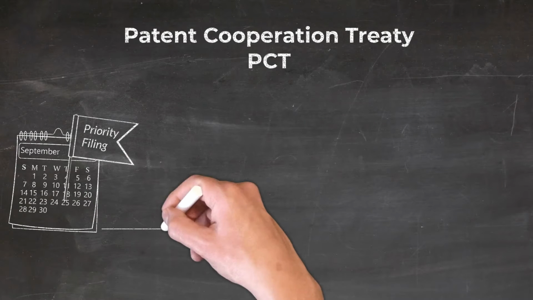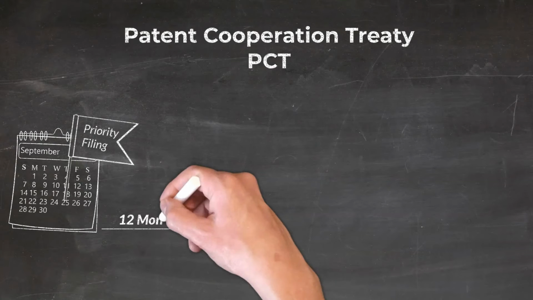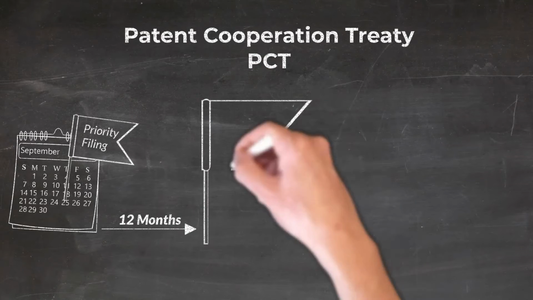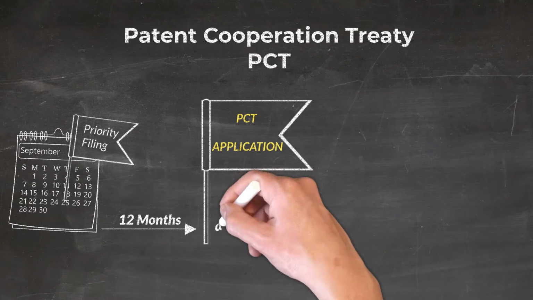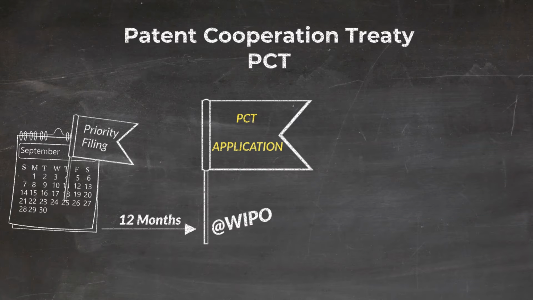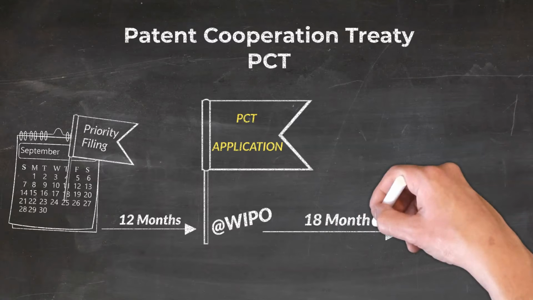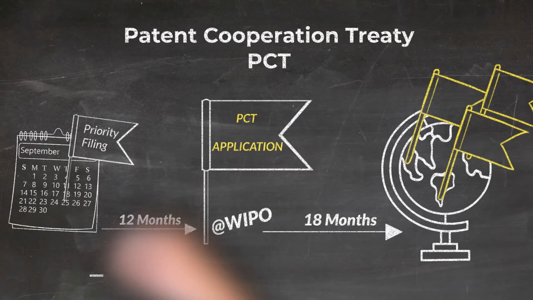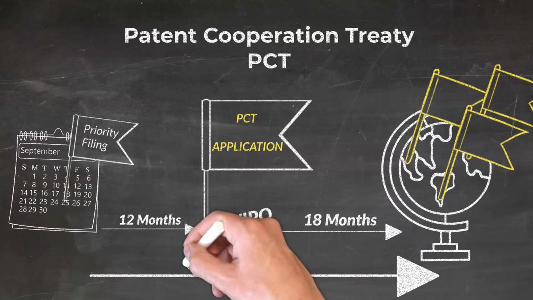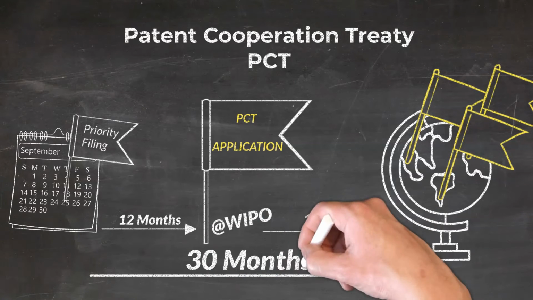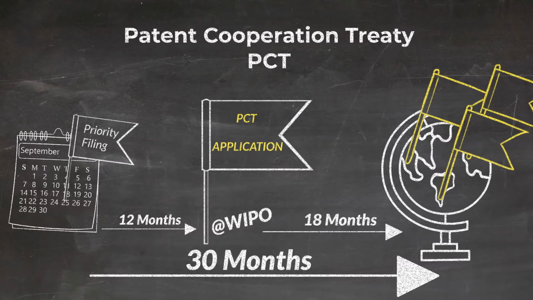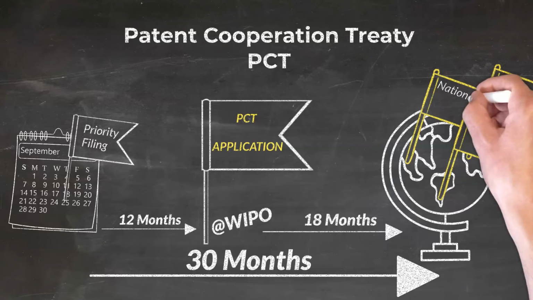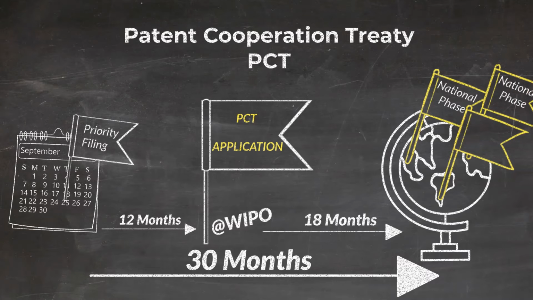It works like this. 12 months after the original priority filing, the applicant must file that invention as a PCT application at an office of WIPO, the World Intellectual Property Organization. After that, they have another 18 months to file wherever else they want around the world. In total, this process gives the applicant 30 months from the time that they file their original priority filing application until they have to meet all the requirements and deadlines to file around the world. This process of filing in various countries around the world is called national phase filing.